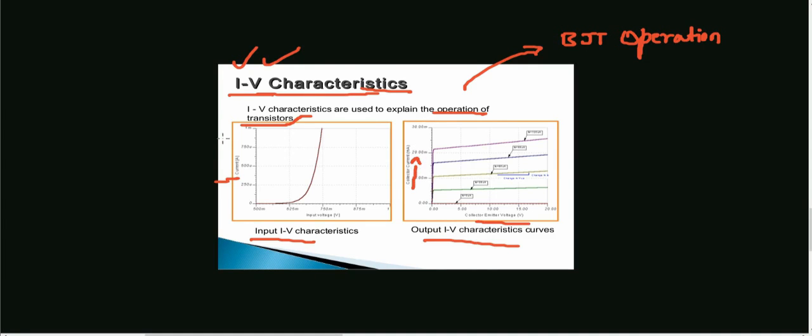This is the collector current. Here it is the base current, and the VBE voltage here.